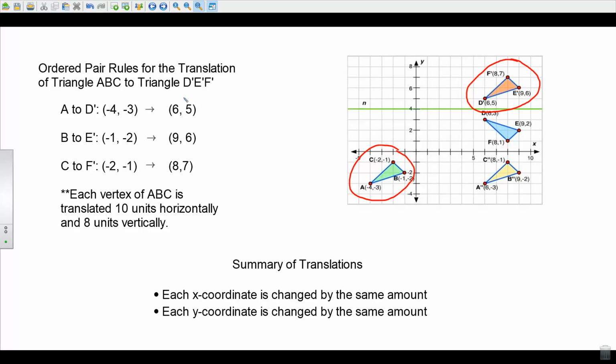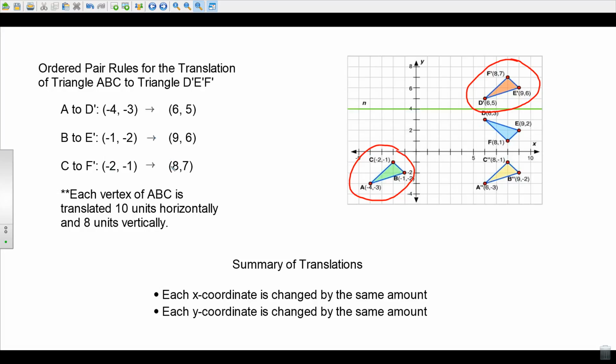And you can look at all the x coordinates. The x coordinates translated 10 units horizontally to the right, which means we would add 10 to it. -4 plus 10 would give us the 6. -1 plus 10 would give us the 9. -2 plus 10 would give us the 8.